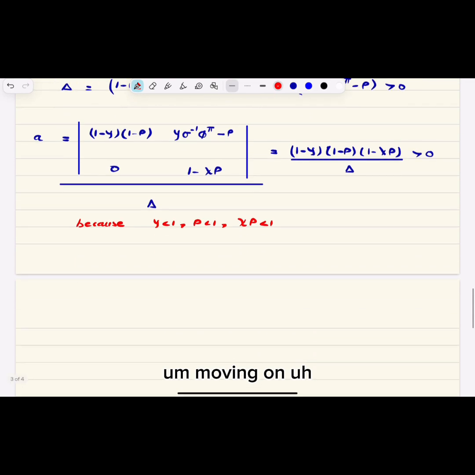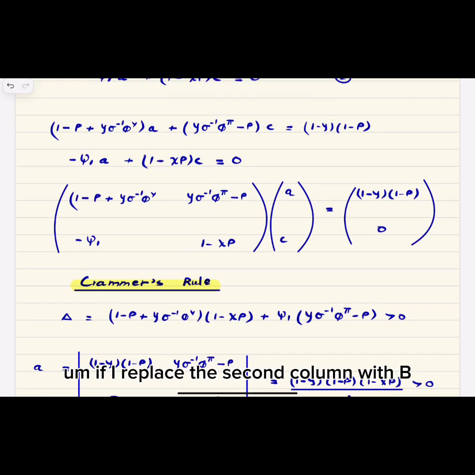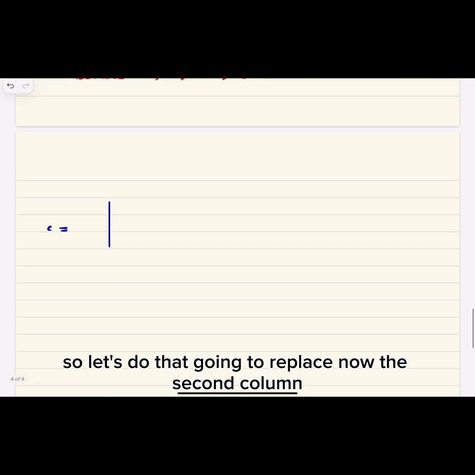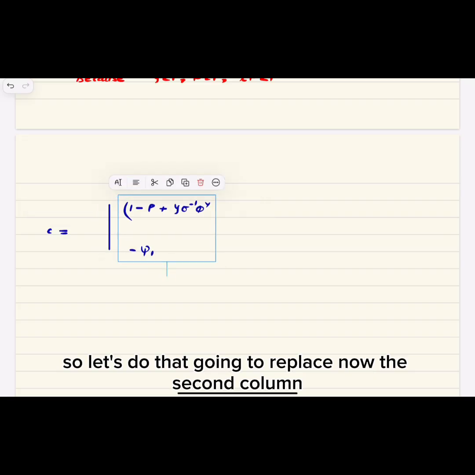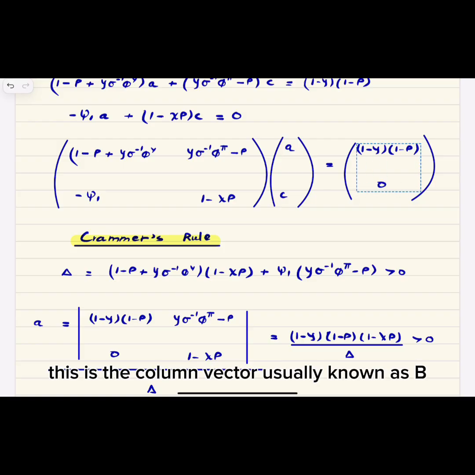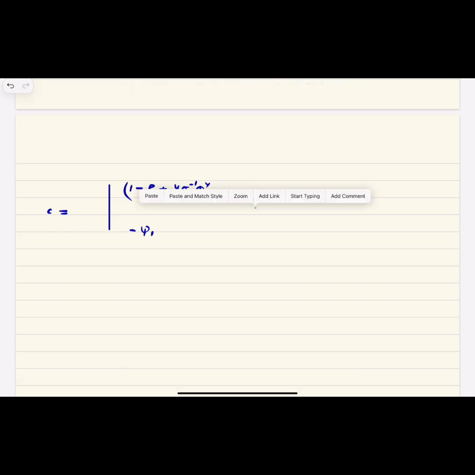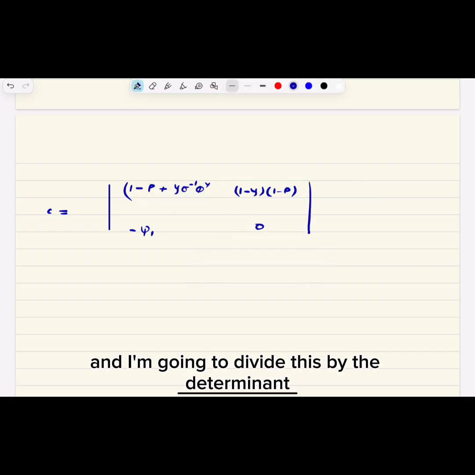Moving on to find the value of C. C is going to be the determinant of the matrix if I replace the second column with B. I'm going to replace now the second column with B. This is the column vector usually known as B, because we usually write this system as AX equals B. So that's why I'm calling it B. And I'm going to divide this by the determinant.